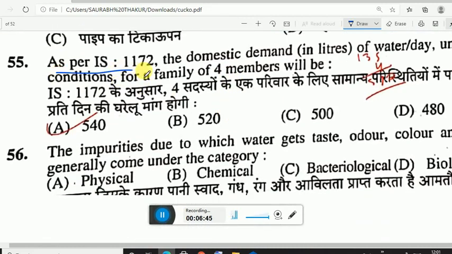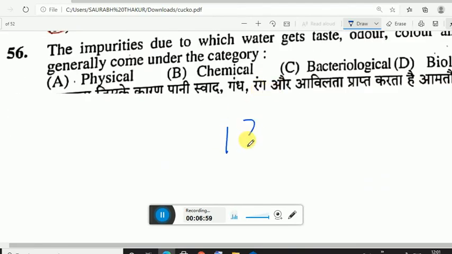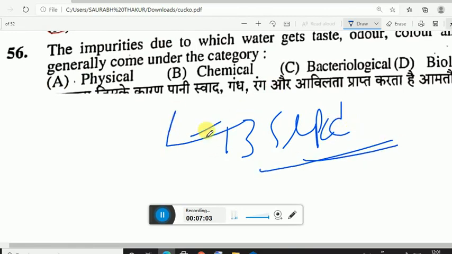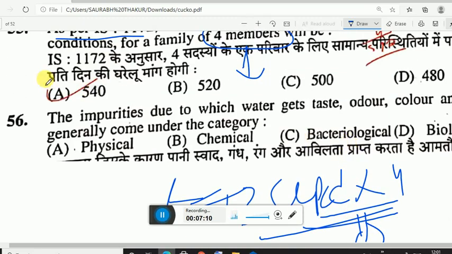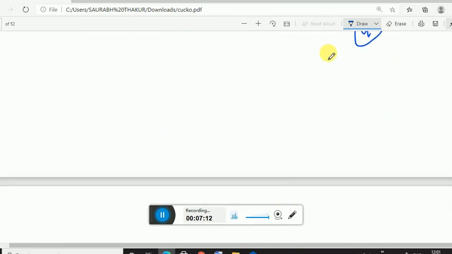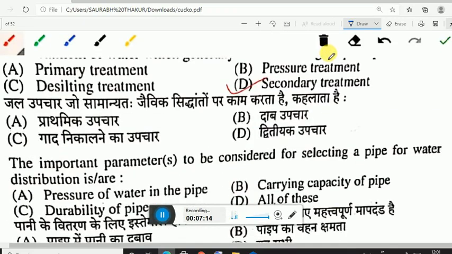as per IS, the domestic demand of water per day consists of a family of 4 members. If it is asked for the normal condition, okay, then 135 LPCD for 1 man, and when you will multiply by 4, you will get for 4 men. Okay, you will get your answer. Okay, let's move to the next question.